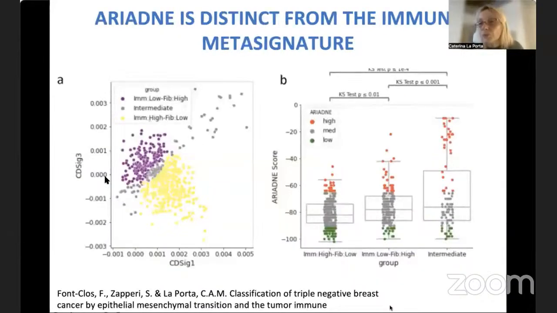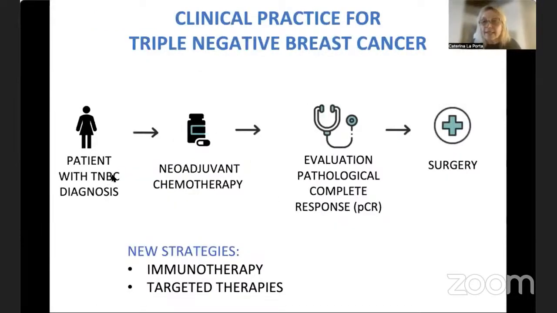So then what we did was to use our platform Ariadne in this data set, and you can see that these intermediate patients that are not captured by this immunosignature, in this case Ariadne is able to identify a subset of patients with a high risk and high score of the platform. So again, it can be useful even in addition to this immunosignature, in particular in this gray part where the signature is not going to work very well. So this is the clinical practice for triple negative breast cancer of Ariadne.